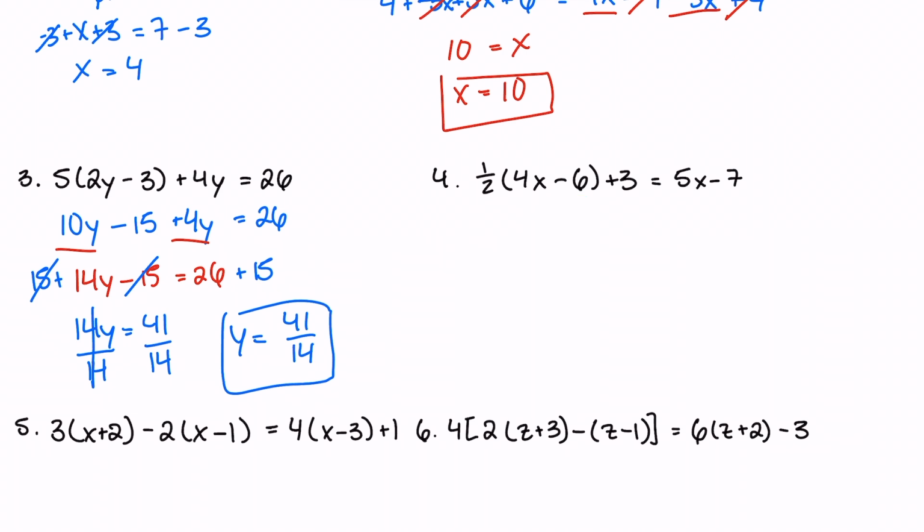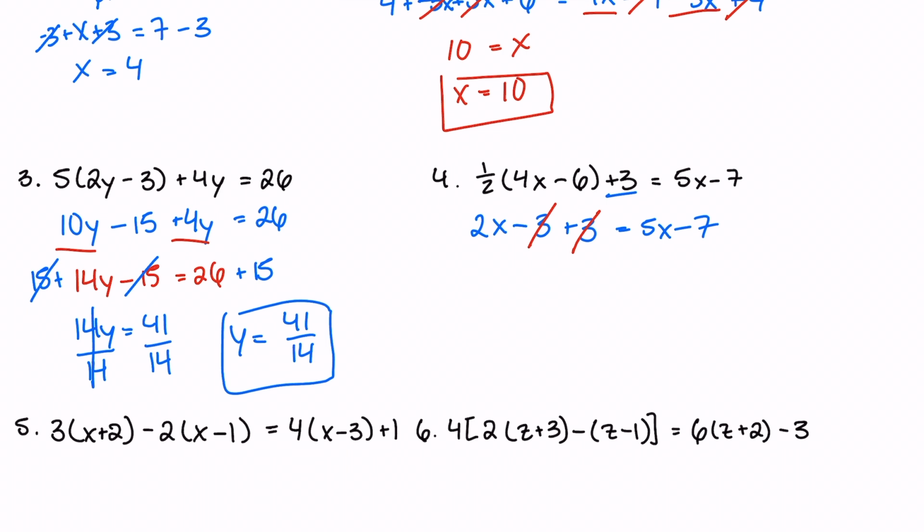So 1/2 times 4x is just going to be 4 divided by 2, which is 2, and then we have an x. And then 6 divided by 2 is 3, so we have that. And then we are also left with a positive 3, and all of that is equal to 5x minus 7. So this negative 3 and positive 3 will cancel, and we have 2x equals 5x minus 7.